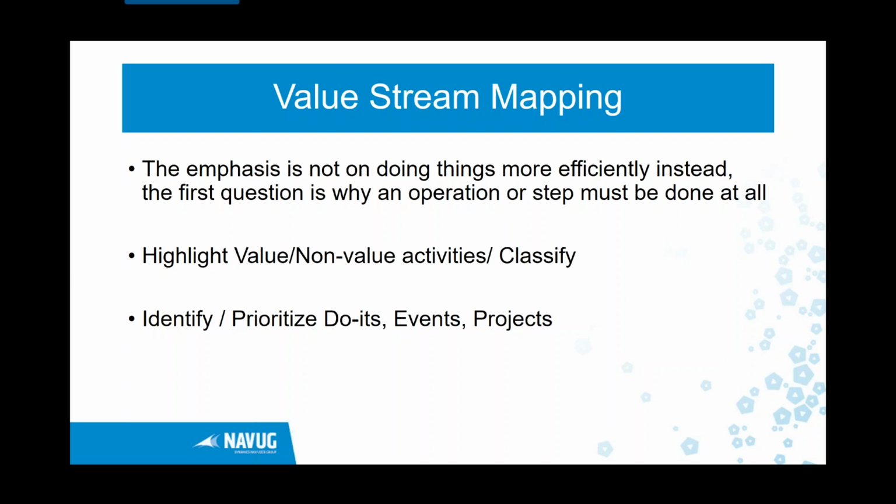And that kind of takes us to the last bullet point on this slide, which is when you've built your current state and your future state maps, you should end up with a list of things that you want to do. And we've put them into three major categories: do-its, events, and projects. Well, the do-its are what the name implies.